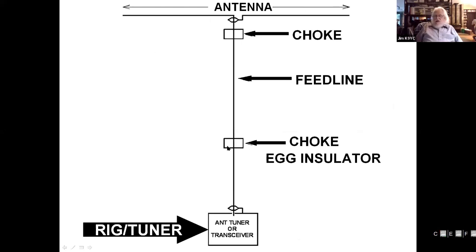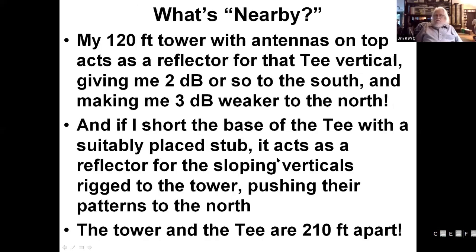And there's kind of a schematic of it. Now you say, well, it's close. Well, my 120-foot tower with antennas on top acts as a reflector for the T vertical, giving me a couple of dB or so of gain to the south, making me 3 dB weaker to the north. And though the tower and the T are 210 feet apart, on 160, that's not very far.